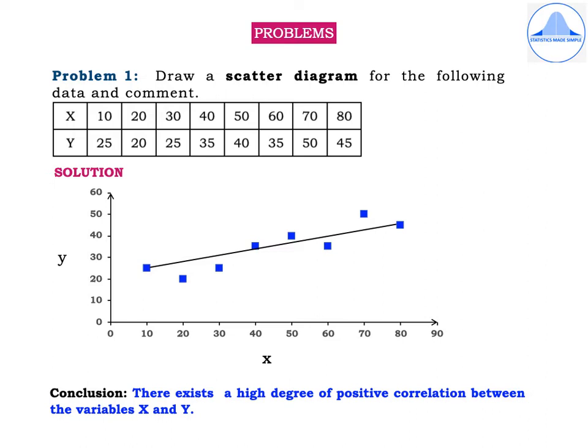Now, if you observe the line, it is a line with a positive slope, and you have the other values lying very close to this line with a positive slope. So our conclusion will be there exists a high degree of positive correlation between the variables x and y.